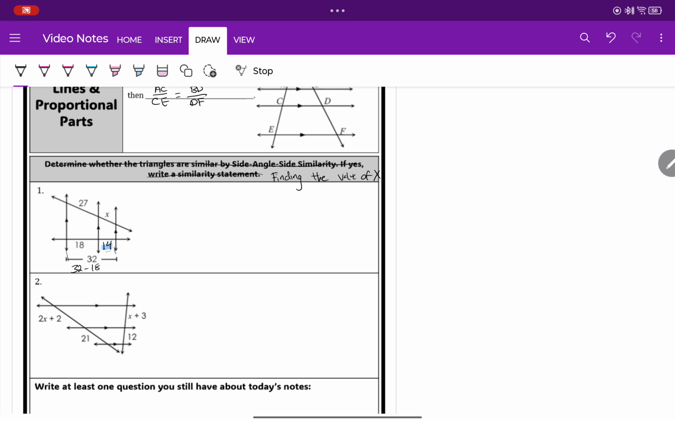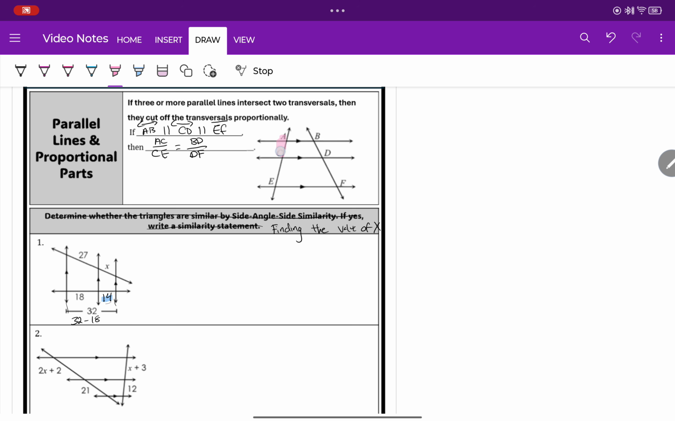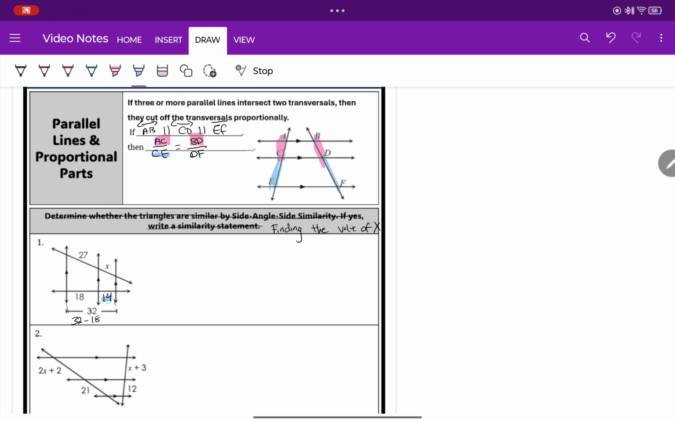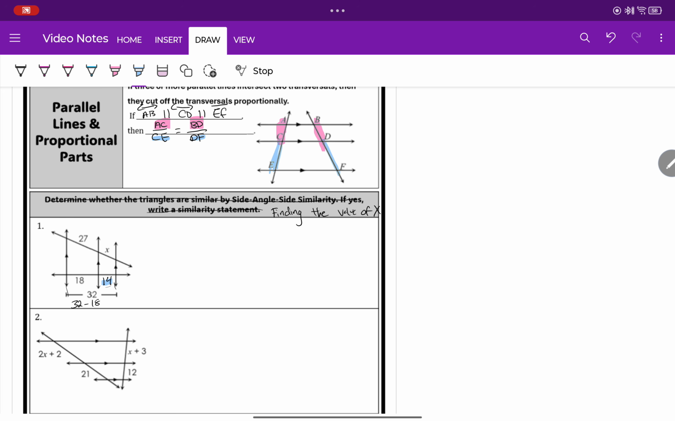So because above I had AC, so this segment here, over CE is equal to BD over DF, that's how I'm going to set up my proportions. So I have x over 27 is equal to 14 over 18.